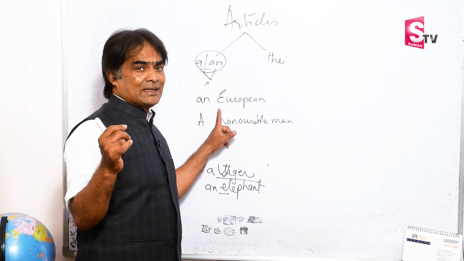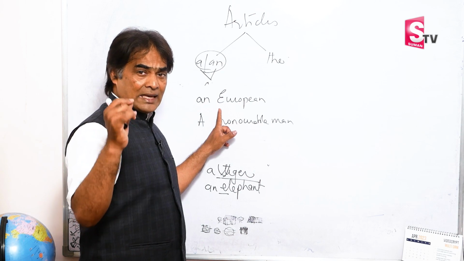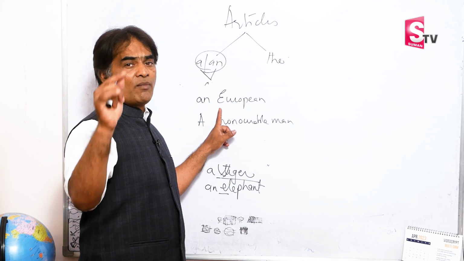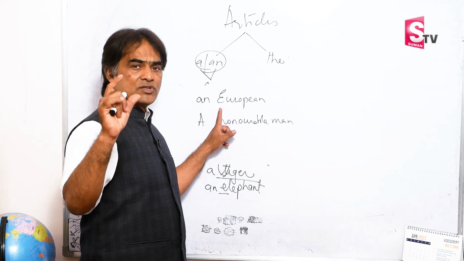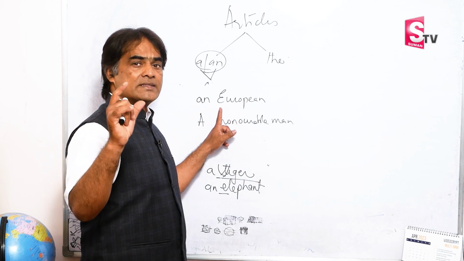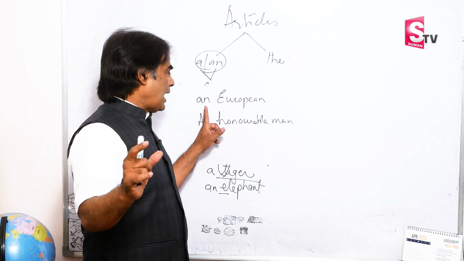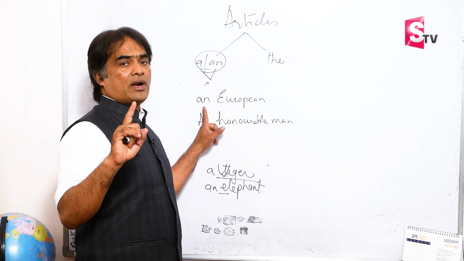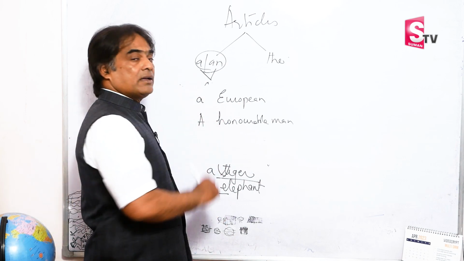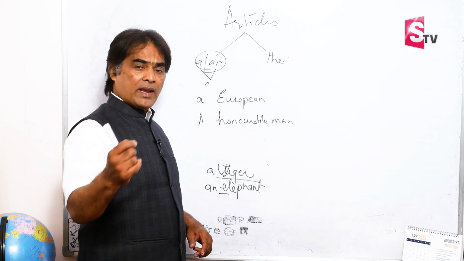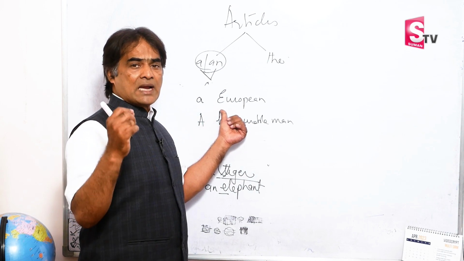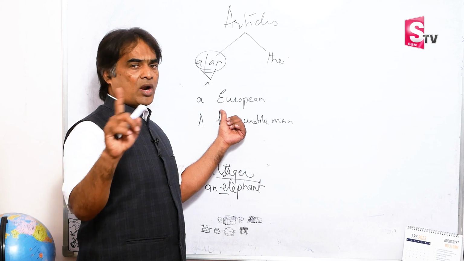What's the sound? Y. Is Y A, I, O, U? No. Y is a sound of Y. And because Y is not considered as a full vowel, the article that should come here is not an, rather it is a European. Why? Immediately after a or an, you have a word starting with the sound of not a vowel but a consonant.